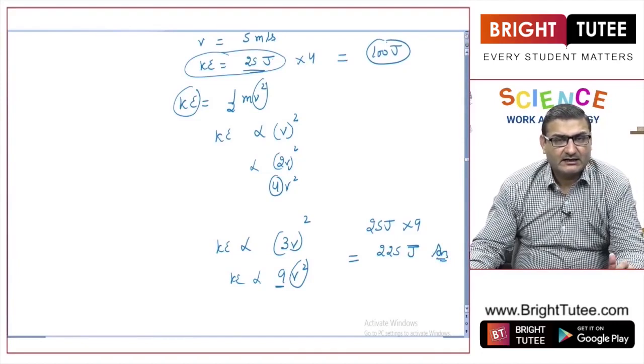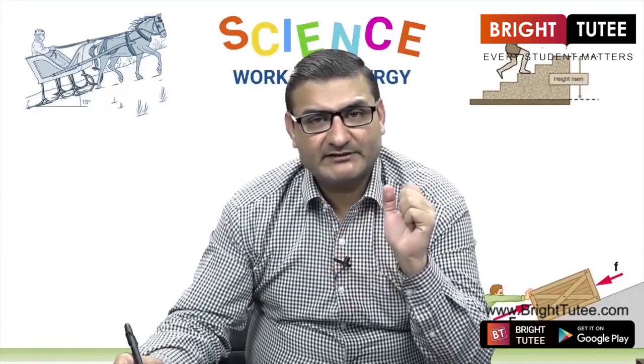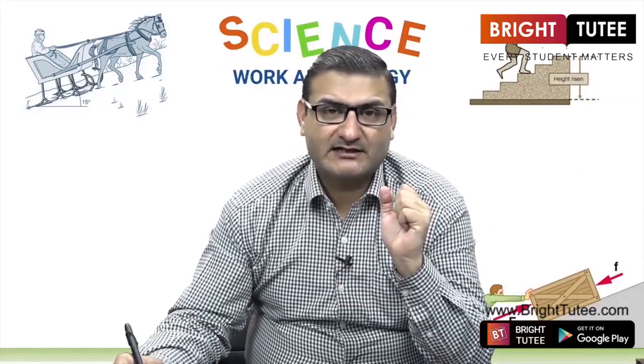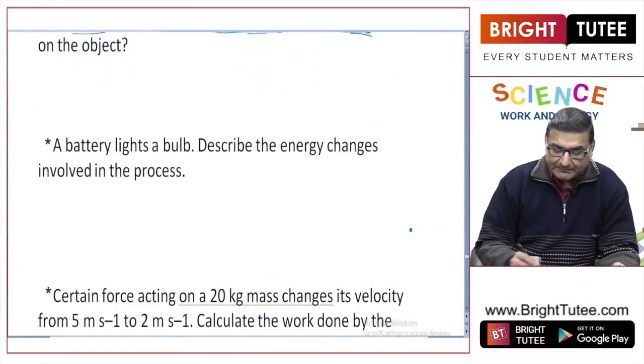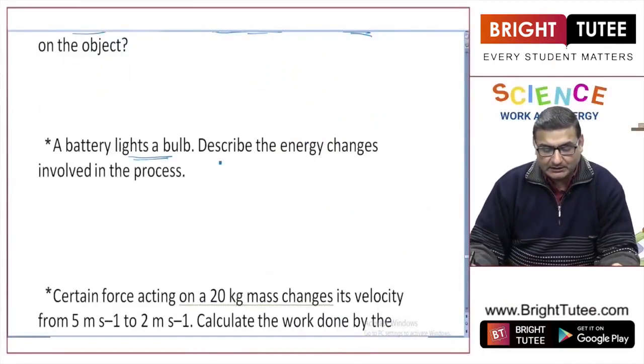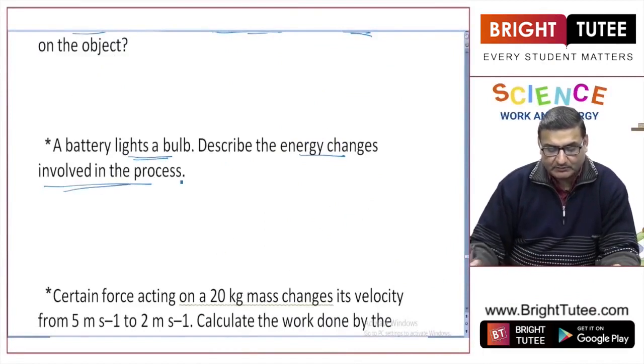So, these are a few questions based on kinetic energy. Please try to relate, do the derivation and the numericals yourself to have a better command over it, right? Third question: a battery lights a bulb. Describe the energy changes involved in the process.